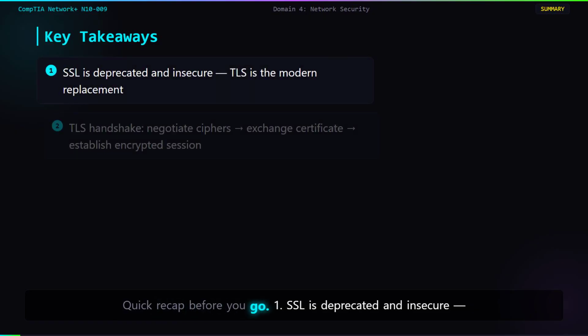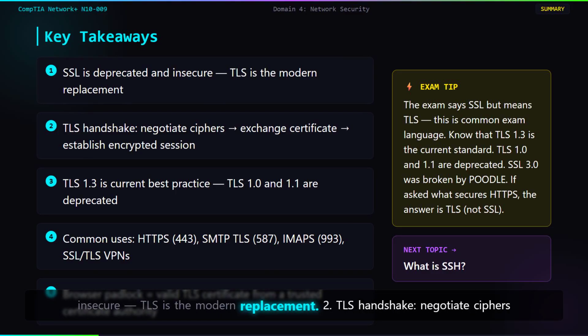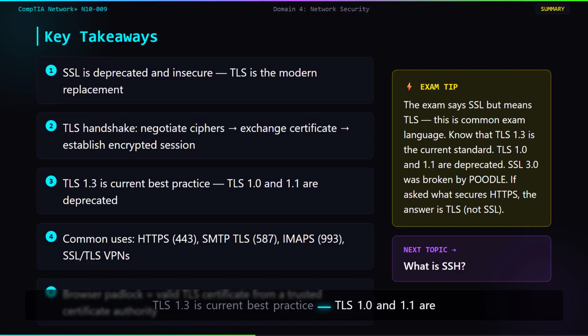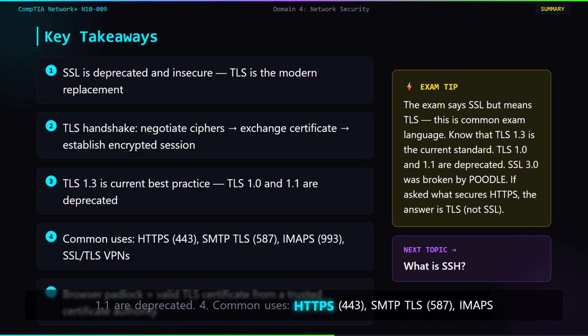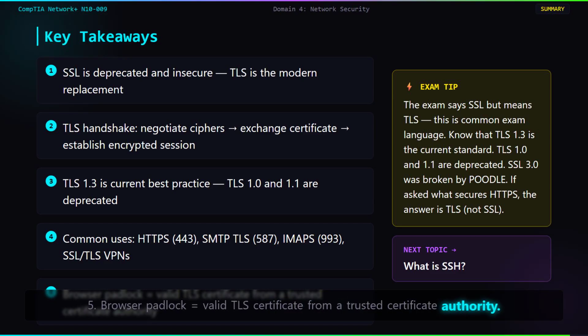Quick recap before you go. 1. SSL is deprecated and insecure. TLS is the modern replacement. 2. TLS Handshake. Negotiate ciphers. Exchange certificate. Establish encrypted session. 3. TLS 1.3 is current best practice. TLS 1.0 and 1.1 are deprecated. 4. Common uses: HTTPS 443, SMTP TLS 587, IMAPS 993, SSL/TLS VPNs. 5. Browser padlock means a valid TLS certificate from a trusted certificate authority.